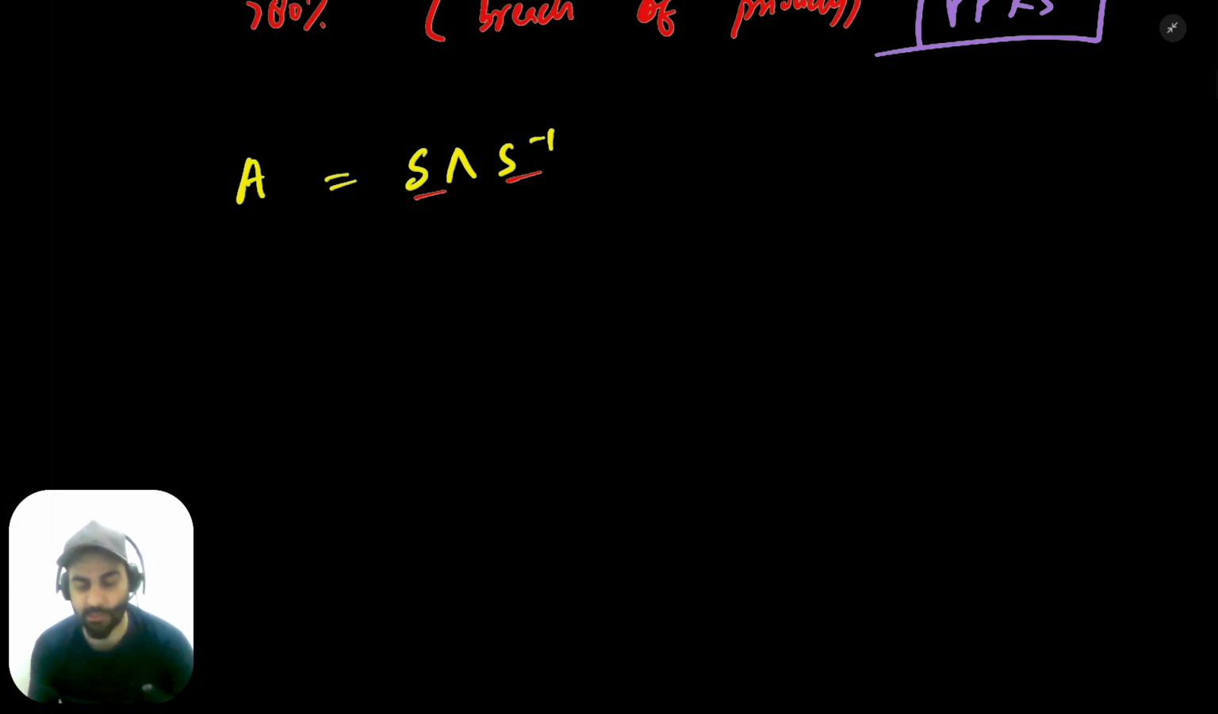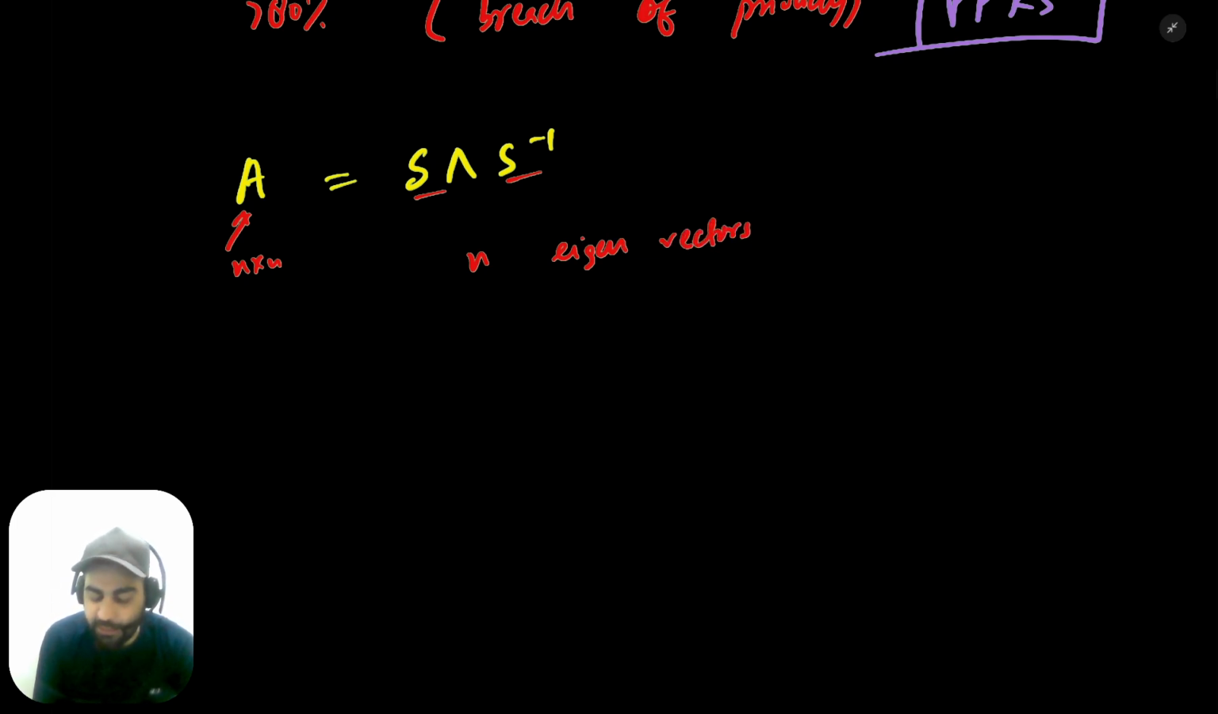If we have a matrix A, we can represent it using S, lambda, and S inverse. Now I'll tell you what this S and this S inverse mean. The assumption here is that A is an n cross n matrix, and it has n eigenvectors, and they are linearly independent. I think you know the meaning of all the terms by now.